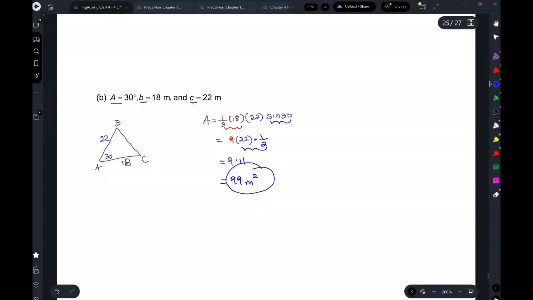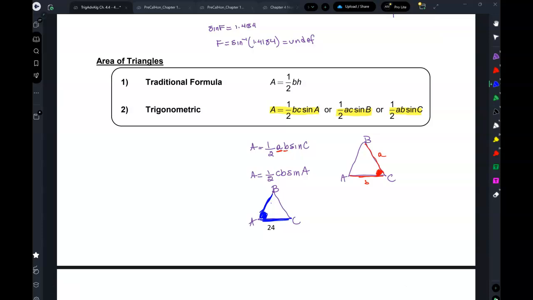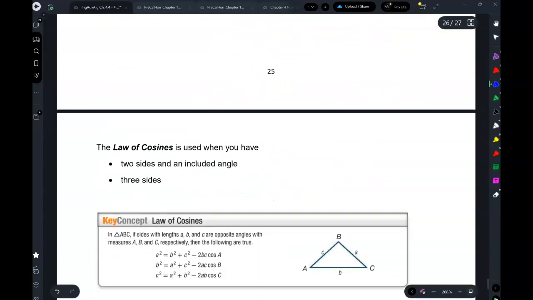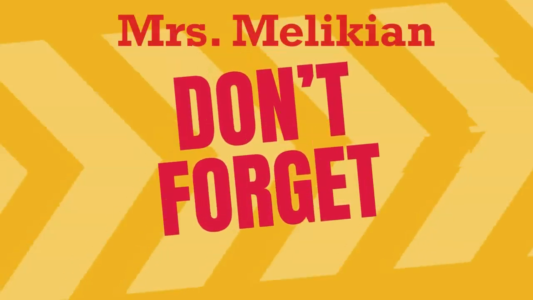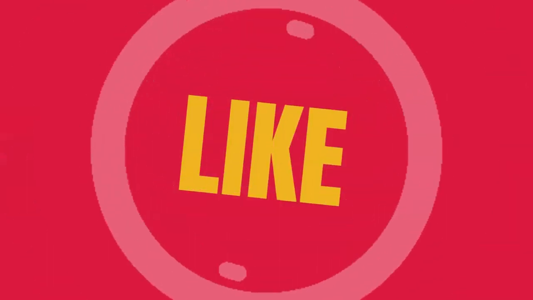Is it always going to be sine for this case? No, because it's going to be sine, right? Because these formulas are based on the law of sines. Okay. This is where we're going to stop today, and then tomorrow we're going to start the law of cosines.